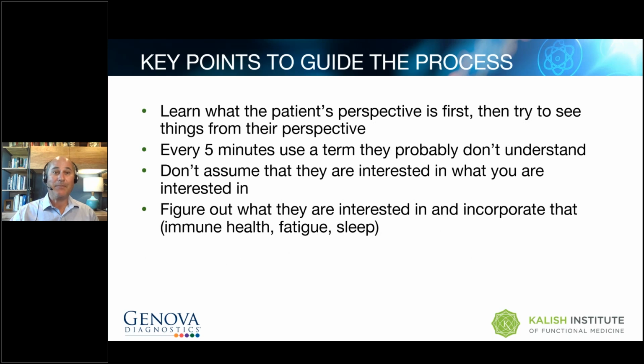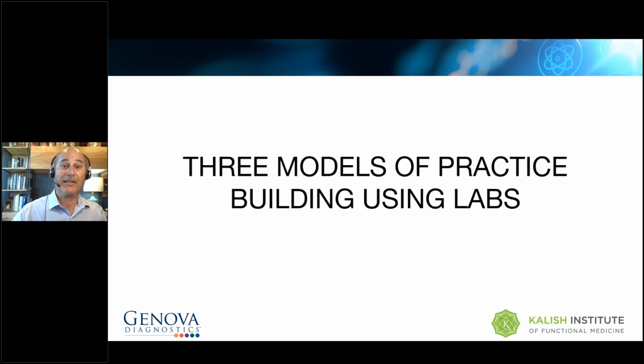So here's some key points to guide that whole process. First of all, learn what the patient's perspective is first, and then try to see things from their perspective. What are their needs? Do they care more about their sex drive, or more about losing weight, or more about their stomach problem, or more about their depression? When you're communicating, it's good every 5 or 10 minutes to use a complex term that they don't understand, but then for the rest of the time to just speak in absolutely plain English so they can grasp what you're saying, and find out what they're interested in, and make sure that you incorporate that into your explanations.